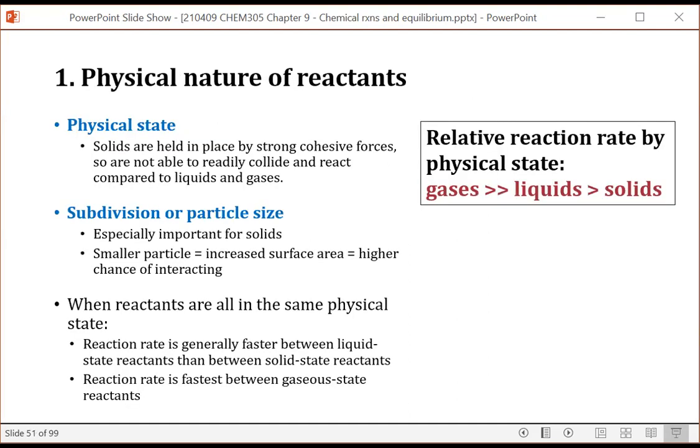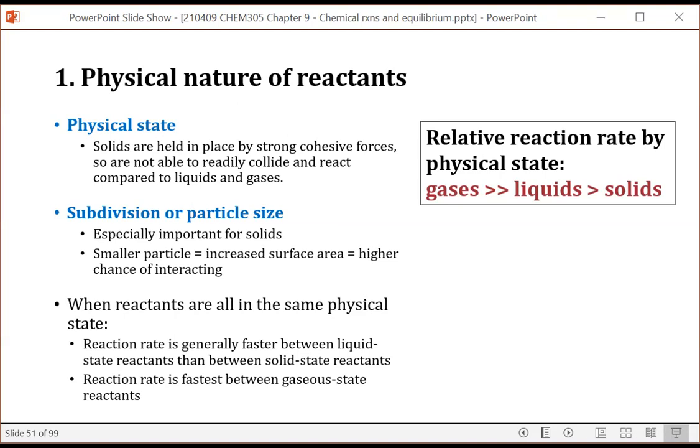So the first factor that can influence reaction rates is the physical nature of the reactants. This is both the physical state, are the reactants present as a solid, a liquid, or a gas, as well as the subdivision or the particle size. In order for a chemical reaction to happen, remembering back to collision theory, the reactants have to collide together in the right orientation, and they have to overcome the activation energy. So for the reactants to be able to collide together, they have to be able to come into contact.